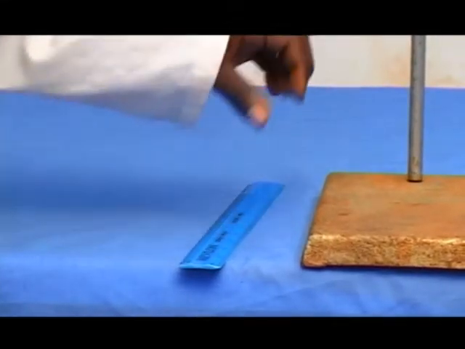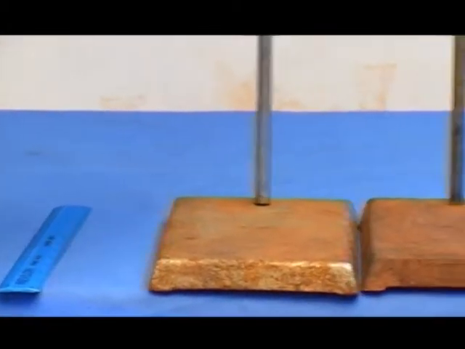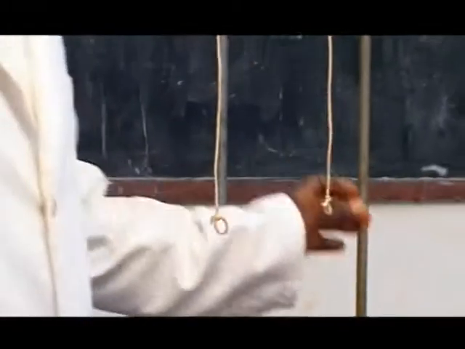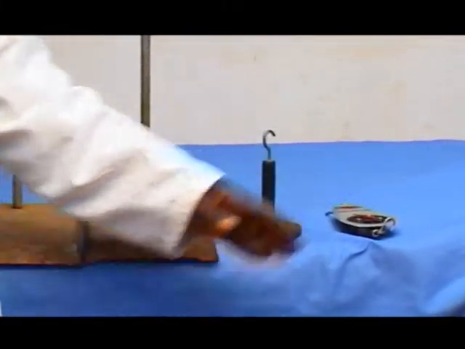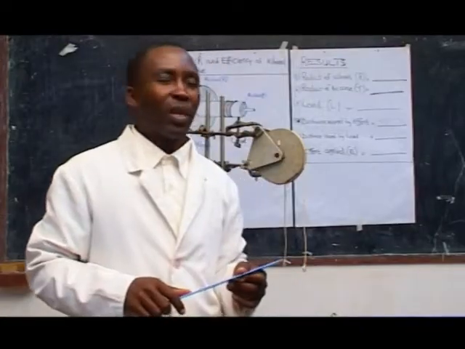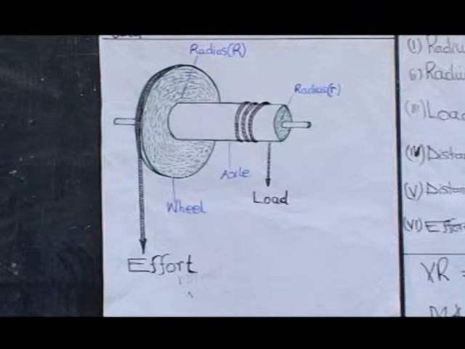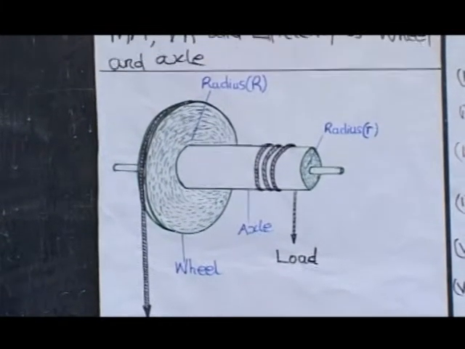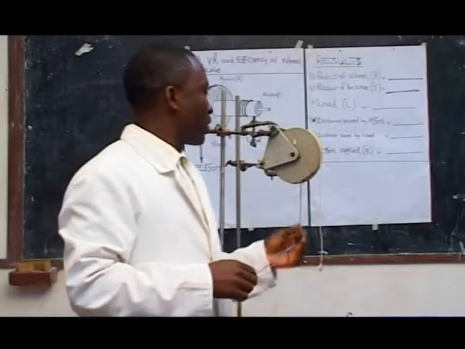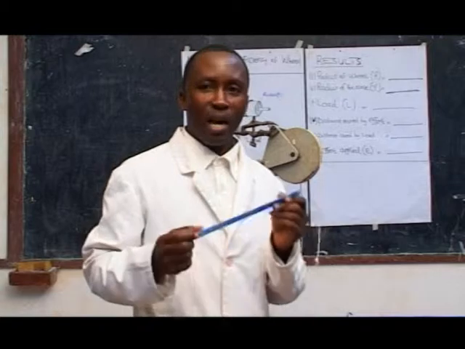Requirements: a ruler, wheel and axle, a load, and a spring balance. Set up the apparatus as shown in the diagram. Then measure the radius of the wheel and axle by using a ruler.